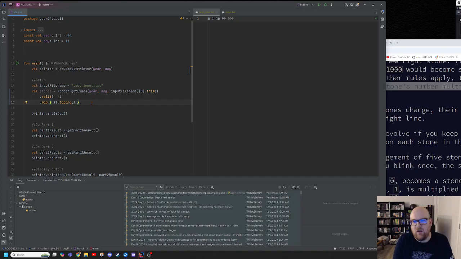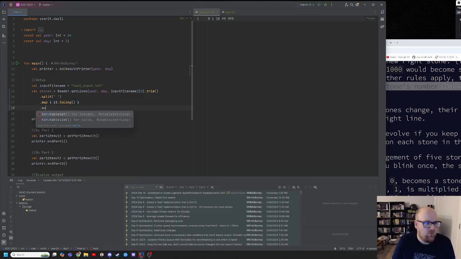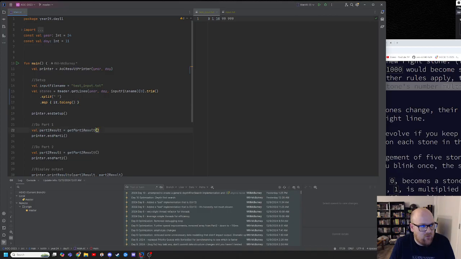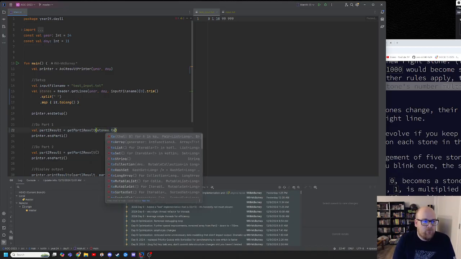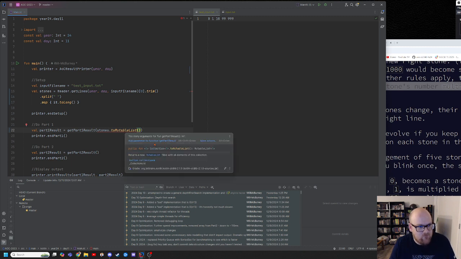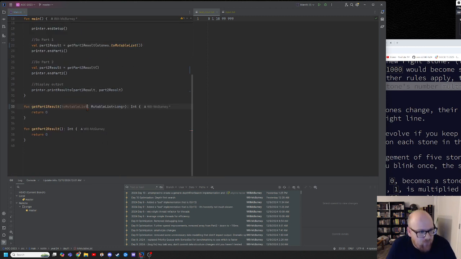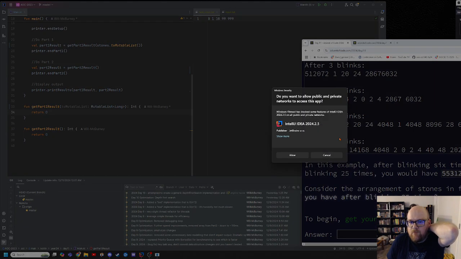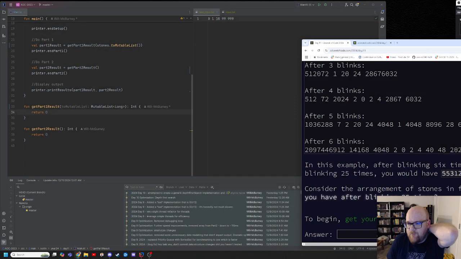And I know I'm going to need to mutate this list, so let's do 2 mutable lists. Actually, no, let's not do 2 mutable lists because I want to do copies, so let's do 2 mutable list as the input to this function. Okay, and so, in this example, after blinking, you would have that many stones. Okay. How many stones would you have after blinking 25 times?